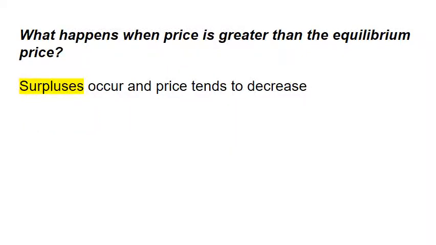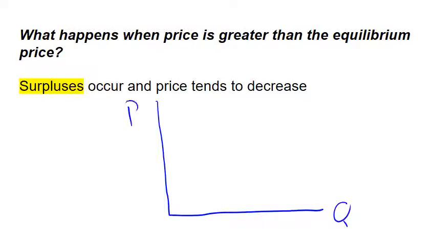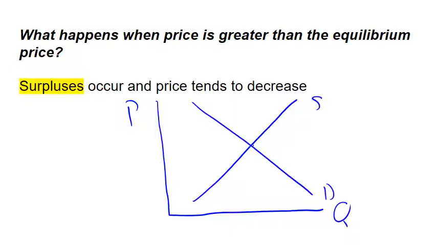Now what happens when price is greater than the equilibrium price? In that case, surpluses occur and price tends to decrease. Let's go back to our supply and demand graph to see it again. Quantity, price, we got demand, we got supply, we had $10 as the equilibrium price, we had 500 as the equilibrium quantity. Now let's suppose that the price is up here at $12.